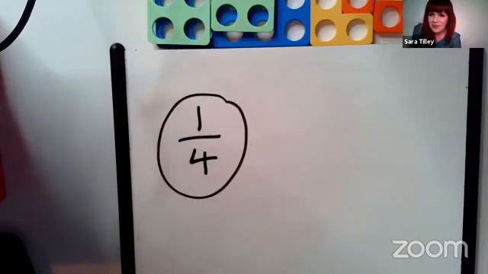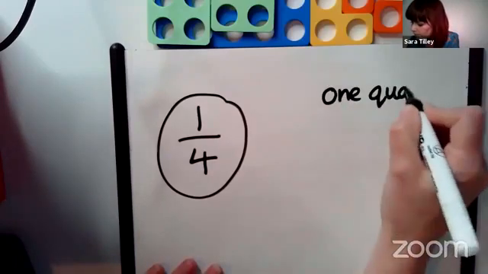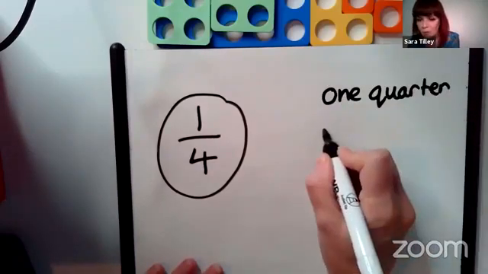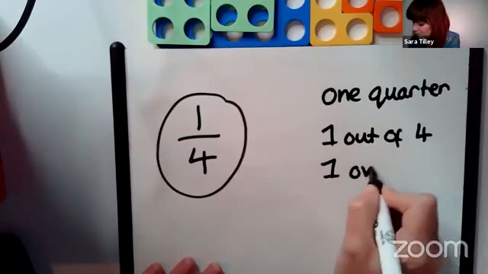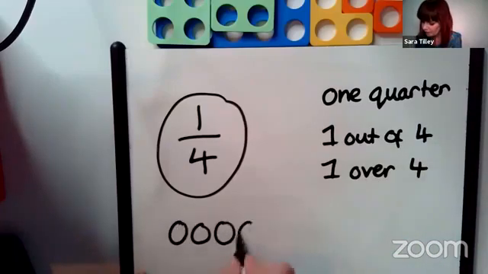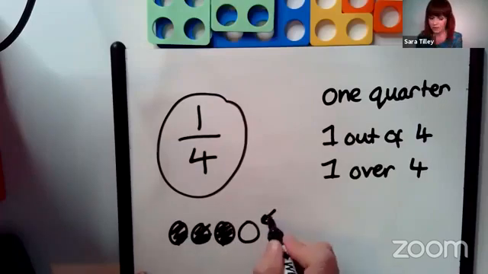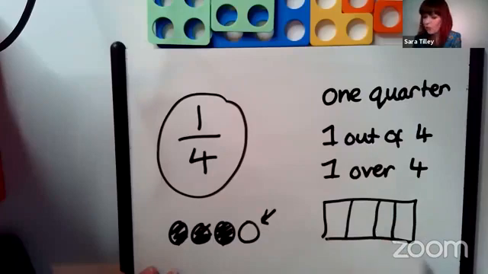Now, as I've said before, Numicon is just one representation. We use loads. So in school, we might write 1/4. We might write 1 out of 4, 1 over 4, 1/4. We talk about it in lots of different ways. We might draw diagrams like that and label that a quarter, because 1 out of the 4 balls is white. We might draw bar models, which show 4 equal parts for quarter. And then we might also use Numicon.